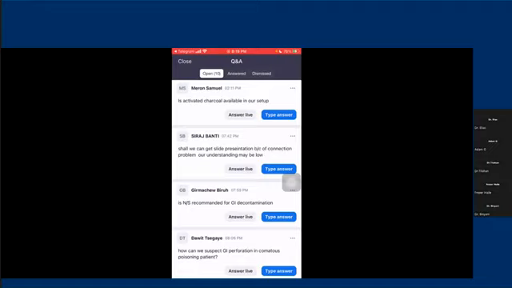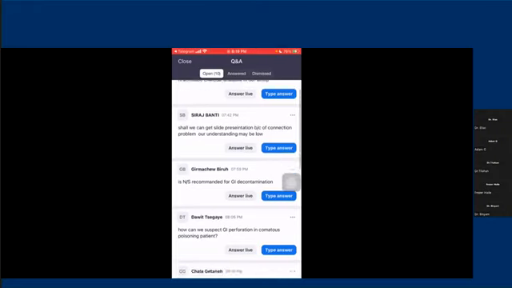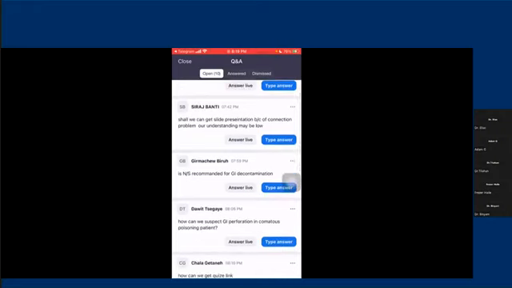So, is normal saline recommended for GI decontamination? Yes. For GI decontamination, we can use just a crystalloid, so normal saline can be used.